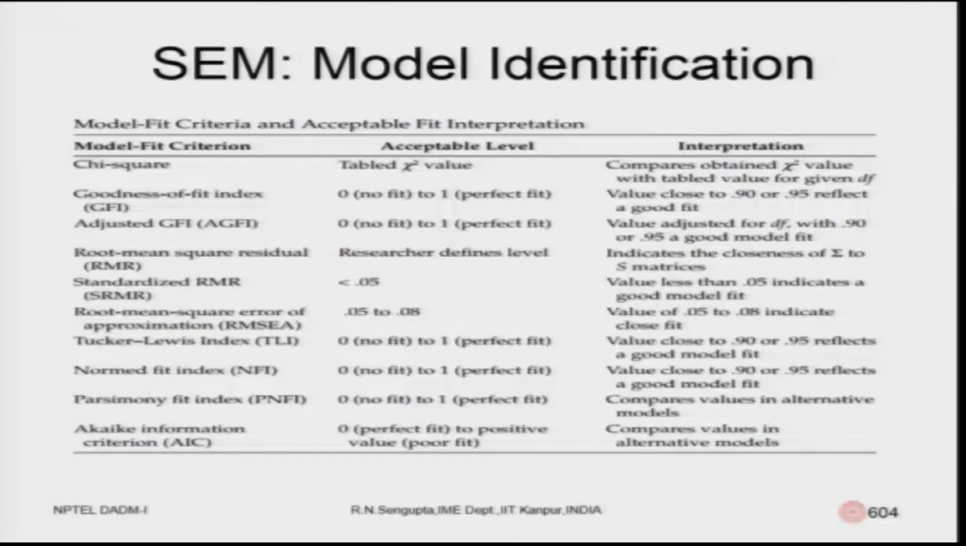The other fits are the Tucker-Lewis index, the normed fit index, and the parsimony fit index, which are used to find the value of the fit with respect to the normalized and standard normalized structural equation modeling method.